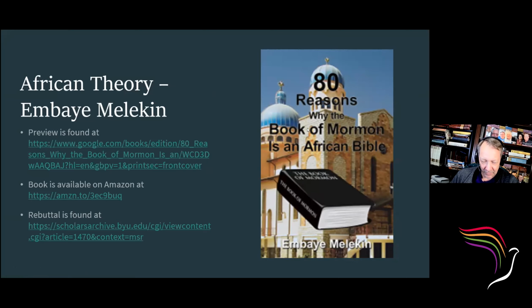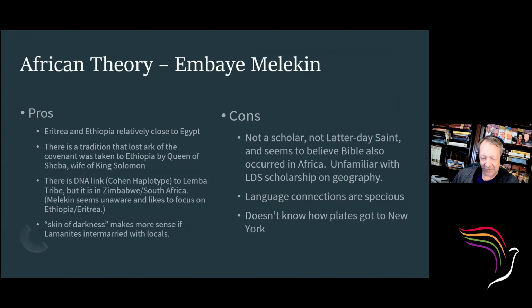I've got a rebuttal from the Scholars Archive at BYU where they question a lot of his assumptions. Melican is not a scholar. It's probably the least scholarly of any of the theories out there, and so that's kind of what it's got going against it. But I want to talk a little bit about the pros and cons of all of the different theories.